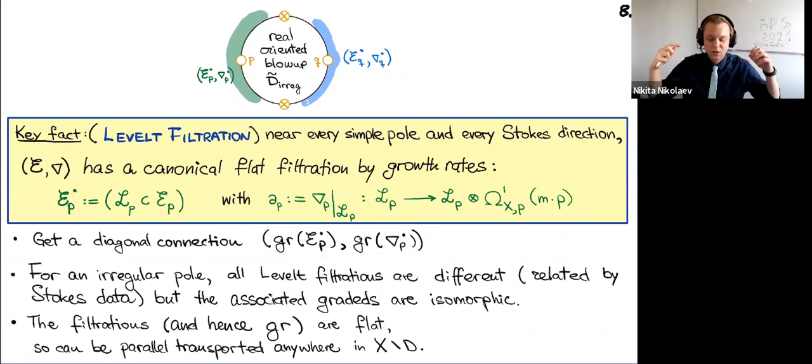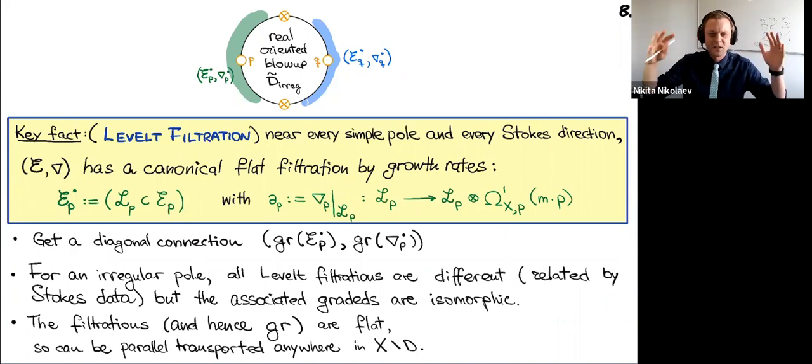And then the question is, well, okay, can I extend this description of my meromorphic connection as some kind of diagonal abelian data more globally on the curve? And the answer is kind of yes, because I can parallel transport these associated graded anywhere I want. But then also you don't know where to parallel transport them.